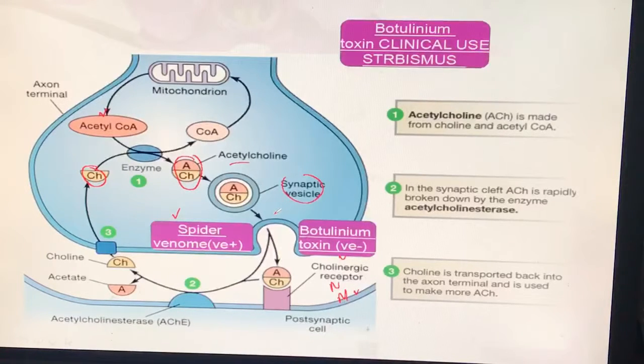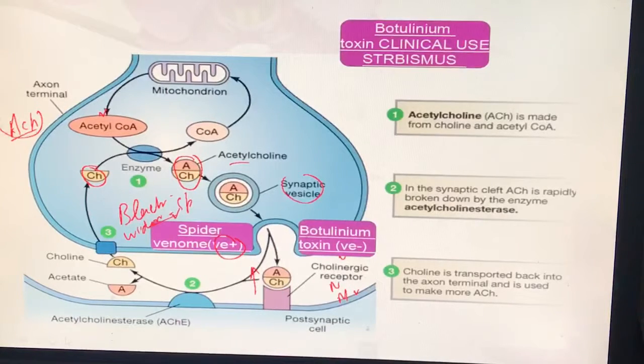The spider venom. What is the spider? It's the black widow spider. What does it do with the parasympathetic system? This black widow spider increases the activity of acetylcholine. Acetylcholine release is increased. So it means that the black widow spider increases the level of acetylcholine in our body.